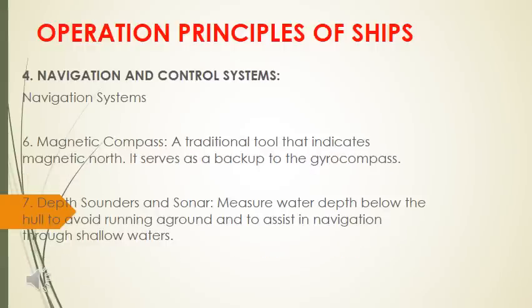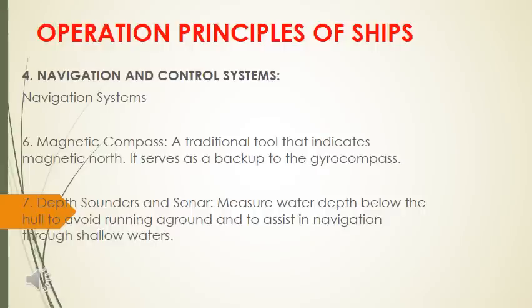Number 6, the use of magnetic compass is a traditional tool that indicates magnetic north. It serves as a backup to the gyro compass. Number 7, depth sounders and sonar. These measure water depth below the hull to avoid running aground and to assist in navigation through shallow waters.